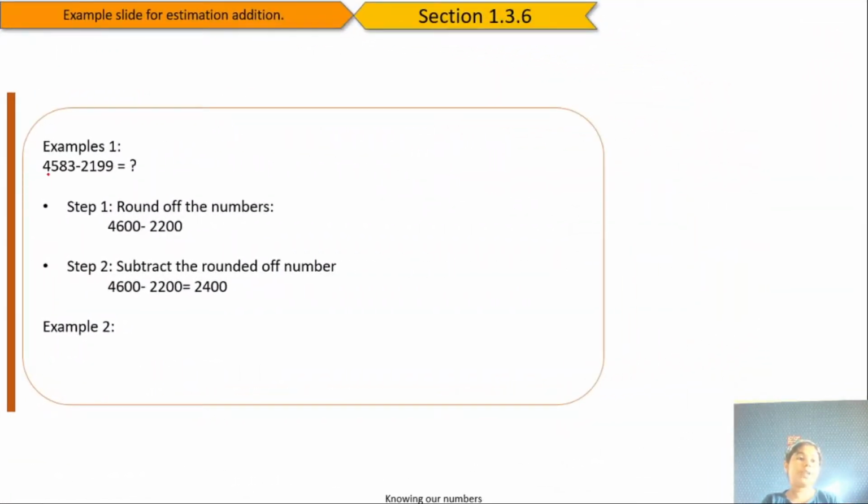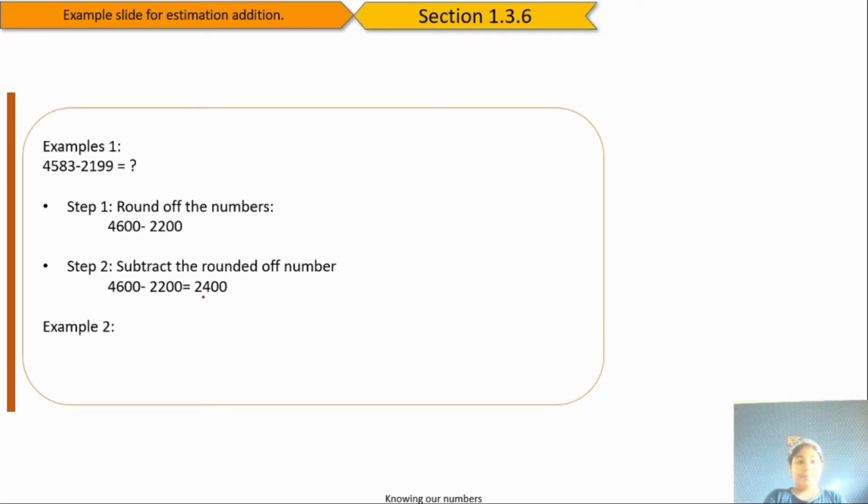Example 1. 4,583 minus 2,199. Step 1. Round off the numbers, which gives us 4,600 and 2,200. Step 2. Subtract the rounded off numbers, which gives us 2,400. Okay, so this is our estimated example. Guys, this is as simple as addition. Instead of adding these two numbers, we will subtract it.